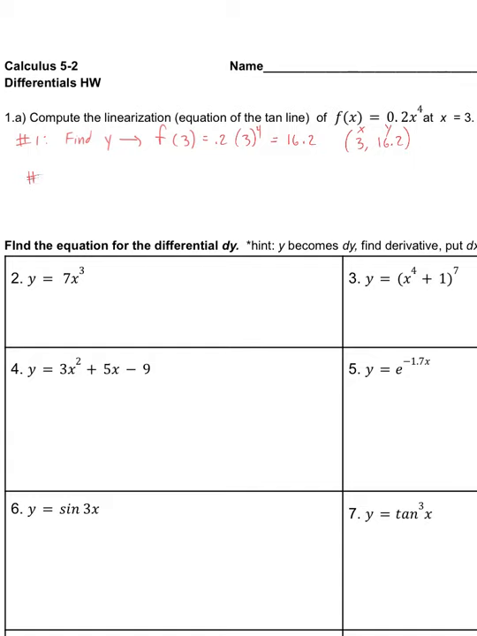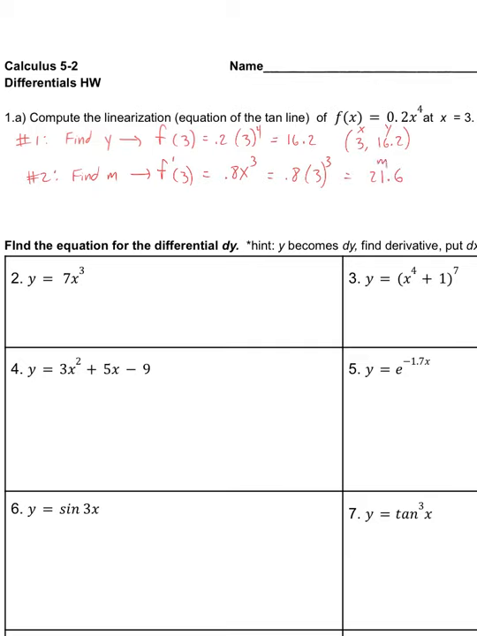The second step is to find m, the slope. You need to use the derivative. The derivative is the same as the slope, specifically the slope of the tangent line. So we need f prime of 3. The first thing we do is find the derivative. Using the power rule, the derivative is 0.8 x to the third. So we plug in 0.8 times 3 to the third, and that gives us a slope of 21.6.